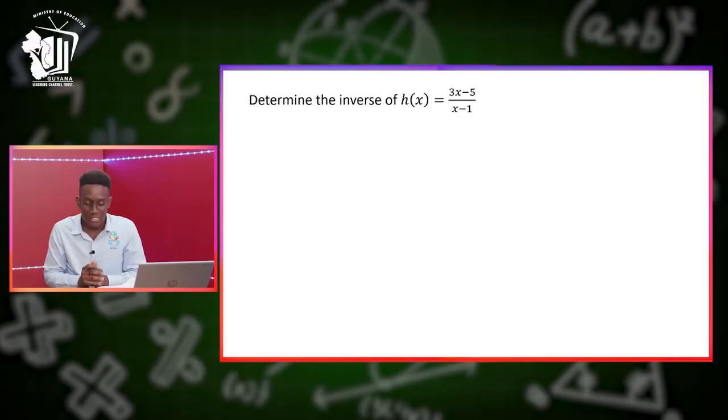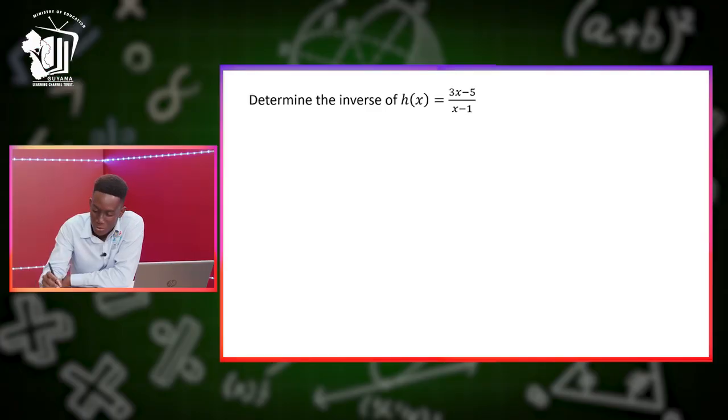So let's look at the last example of how these functions can come and ask us to find the inverse. So this one is a bit more challenging. So we need to be careful when we are working these kind. So the question says, determine the inverse of h of x is equal to 3x minus 5 all divided by x minus 1. So in cases like these, we follow the same steps, but we'll have to do one extra something when we are changing the subject.